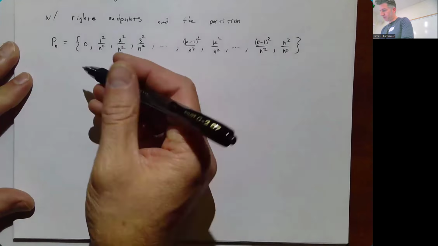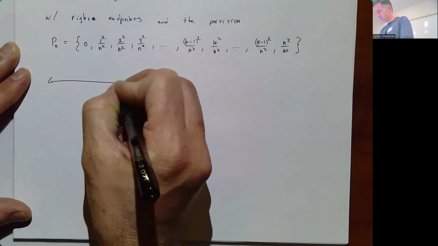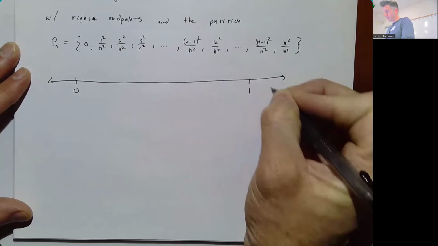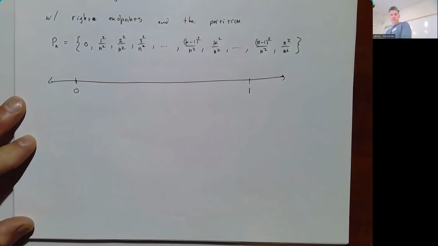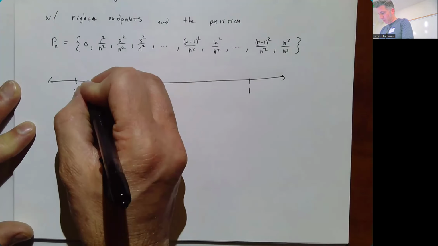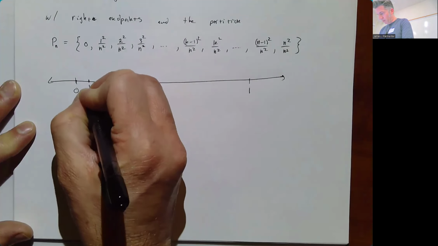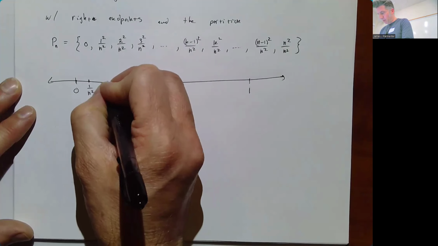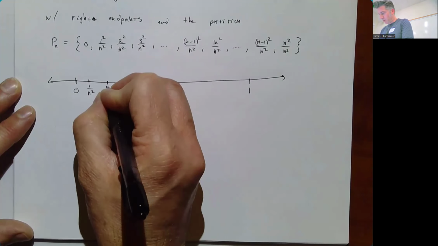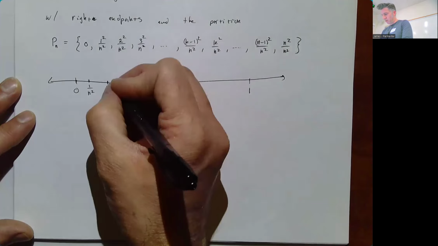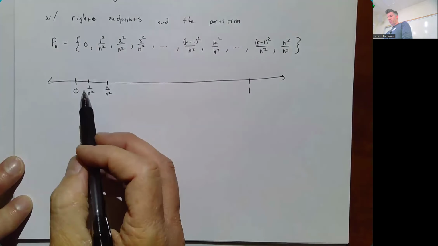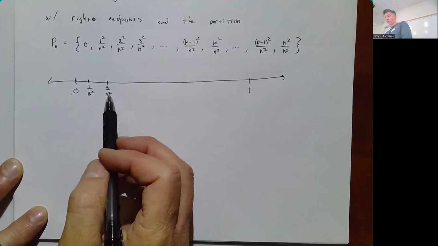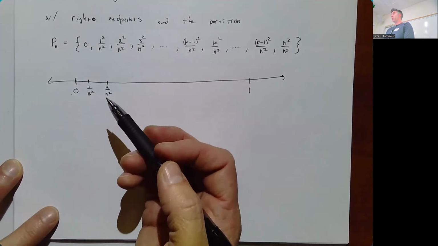Let's draw it. We're starting at 0, we're ending at 1. My first width is pretty small, 1 over n squared. And my next one is going to be a little bit bigger. How do I know it's bigger? The difference between 0 and 1 over n squared is 1 over n squared. The difference between 1 over n squared and 4 over n squared is 3 over n squared, which is certainly bigger than 1 over n squared.